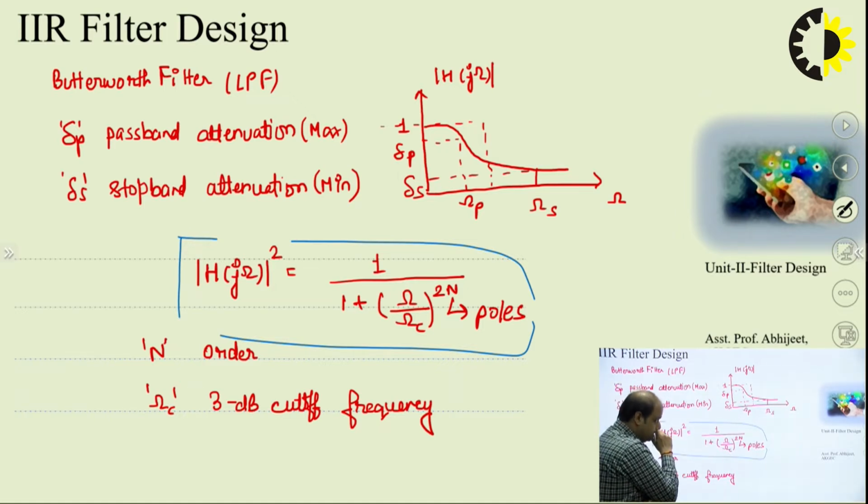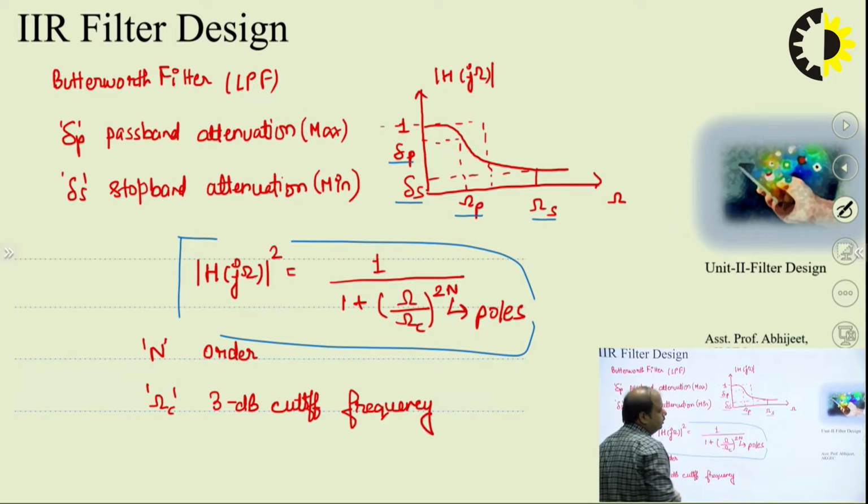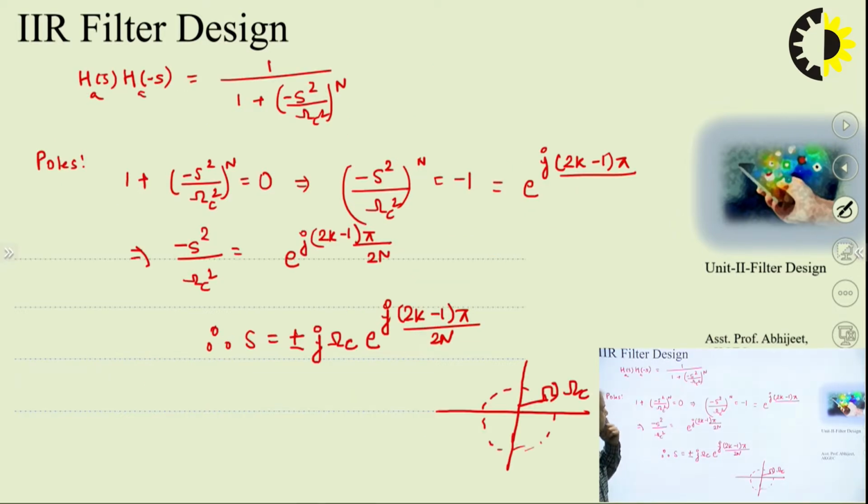So for designing these filters, again the specifications will be given: the passband cutoff frequency, stop band cutoff frequency, passband attenuation, stop band attenuation. But what we will require to design these filters is only two parameters. First is the order of the filter and the 3 dB cutoff frequency of the filter. So if we can obtain these two things, we can directly write the capital H of S. So this mathematics is very simple.